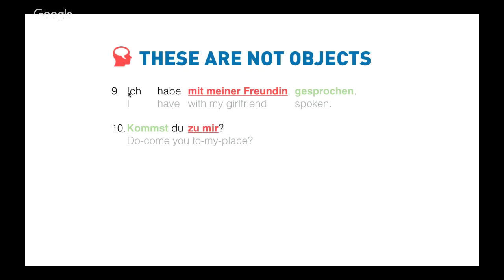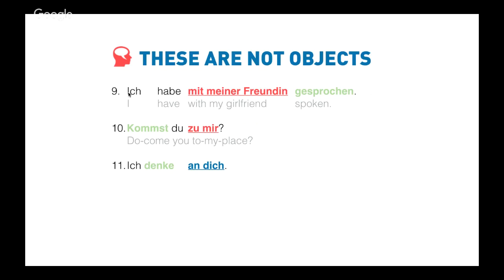Number 10 will be, kommst du zu mir? Which means, do you come to my place? Here you can see it. You have kommen, and I told you before that kommen is one of those words that do not have an object. You have to use prepositions to convey further information. So zu is a preposition again, and as you can see with the color, and maybe you know that mir is a dative. Zu demands the dative.